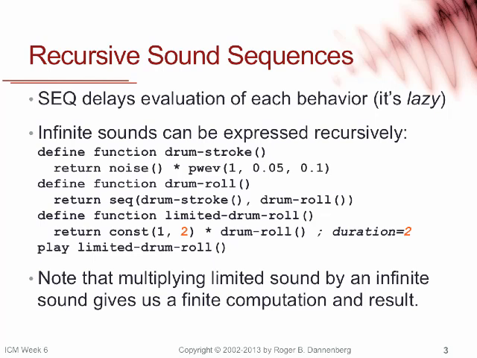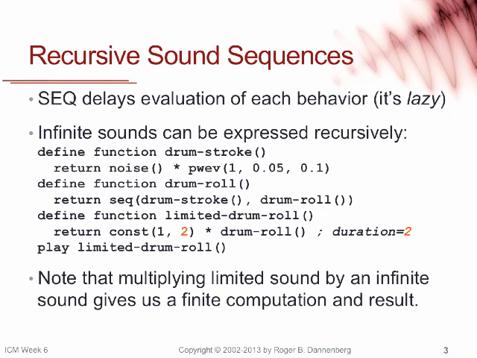And we can write code that works almost exactly like that description. We first describe a drum stroke, and this is a very primitive synthesis model here. I'm just taking noise and multiplying it by an exponentially decaying envelope. We'll listen to that in a moment. And now we can define a drum roll recursively as a sequence of a drum stroke followed by a drum roll.